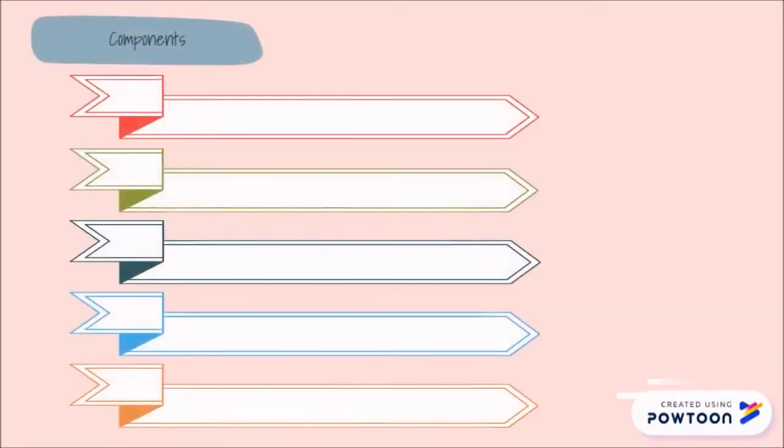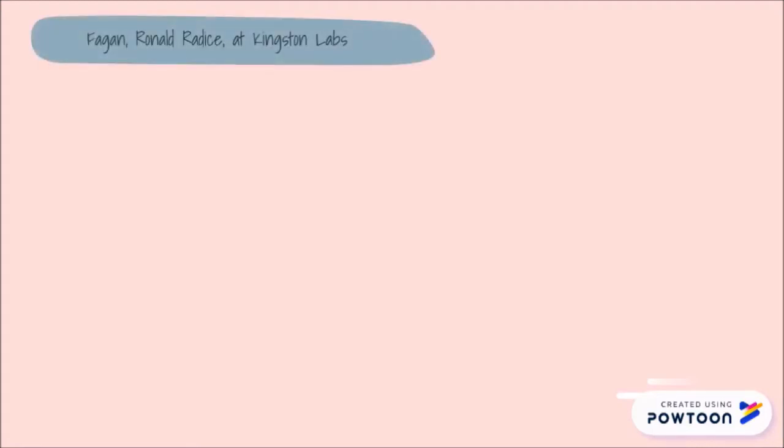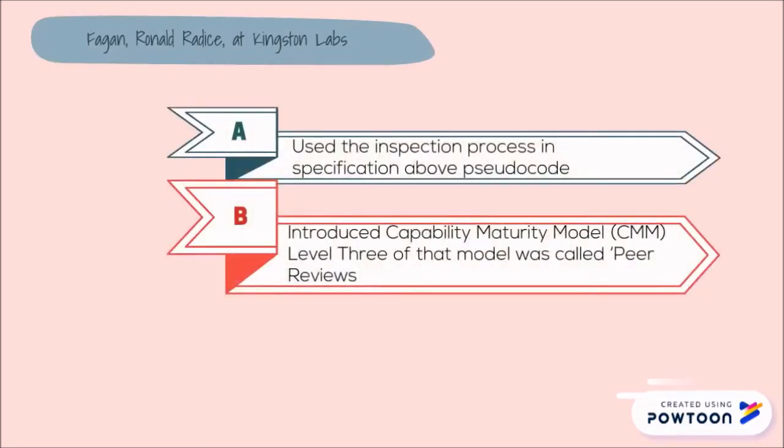In this review, audit and walkthrough, they have 5 components. First is structured programming, second is user profile testing, third is voluntary project management, fourth is design review, and fifth is code inspection. They also implemented it at the Kingston Lab. They use the inspection process in specifications above pseudocode. It introduced the Capability Maturity Model, or CMM, level 3. That model was called peer review.